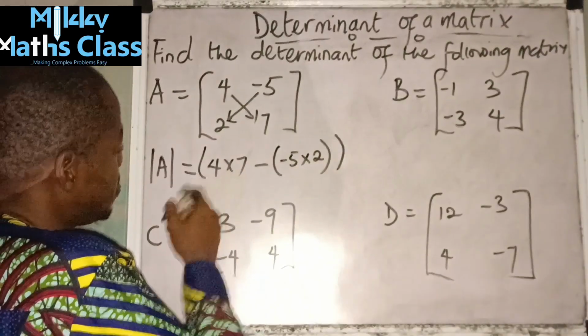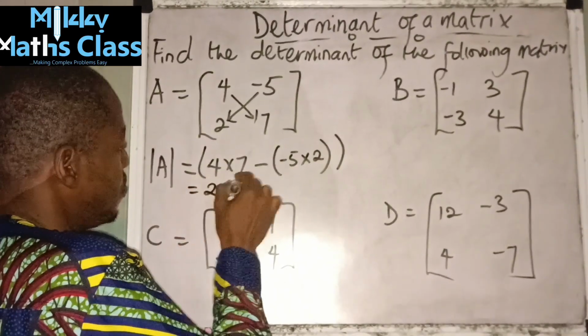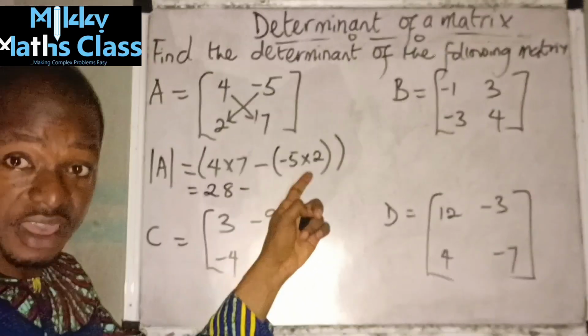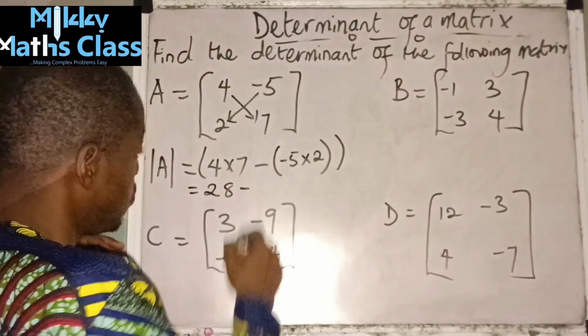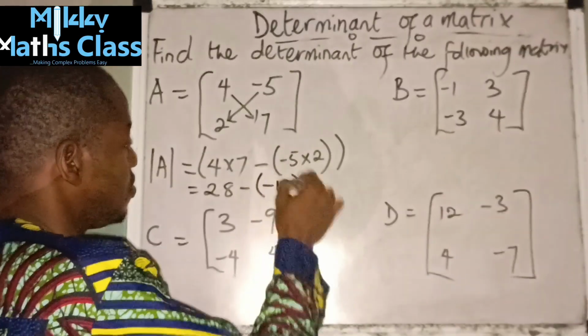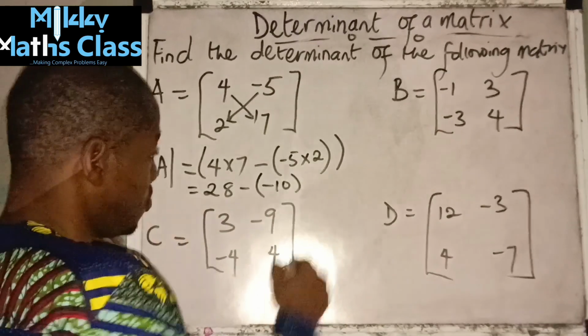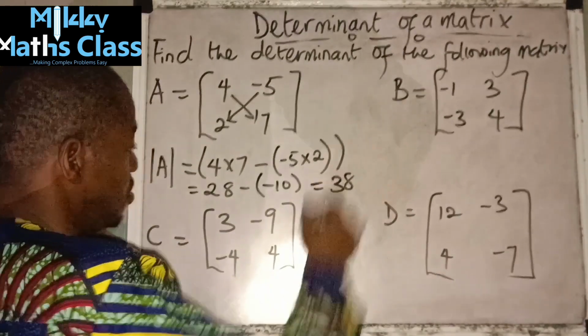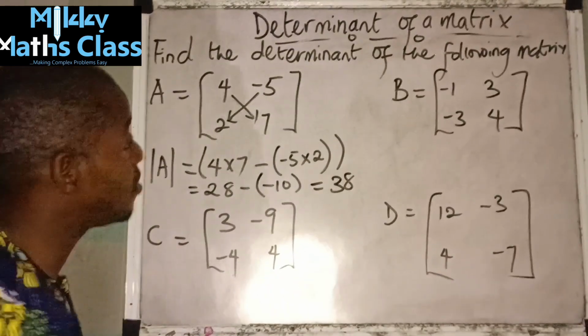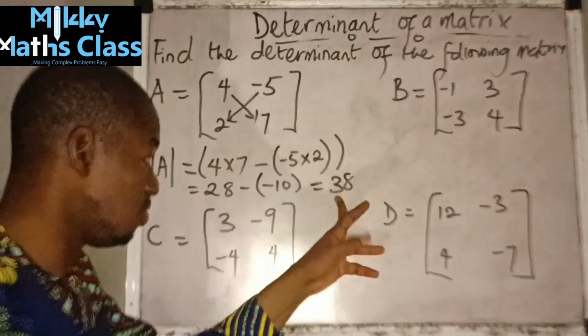So 4 times 7 is 28. So 28 minus negative 5 times 2, which is negative 10. So 28 minus negative 10. So you have negative and negative, they will cancel out. This becomes positive. That's 28 plus 10, which is 38. So the determinant of this matrix is 38.